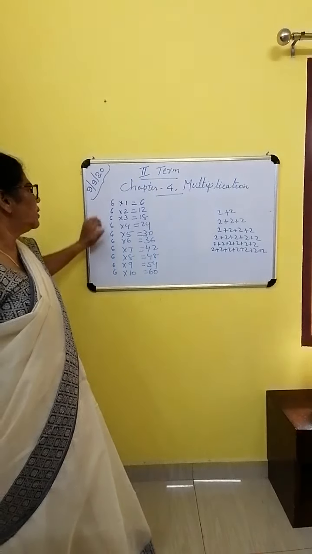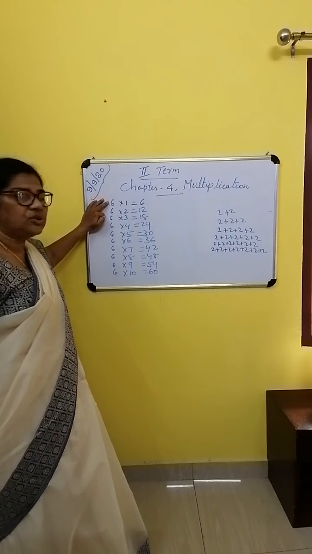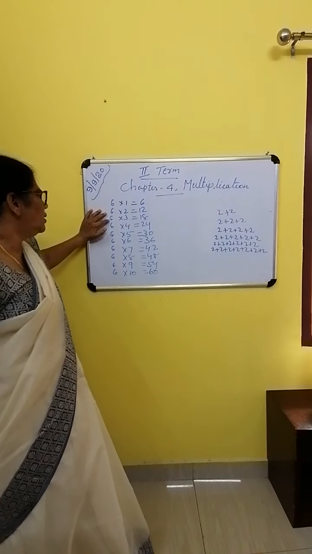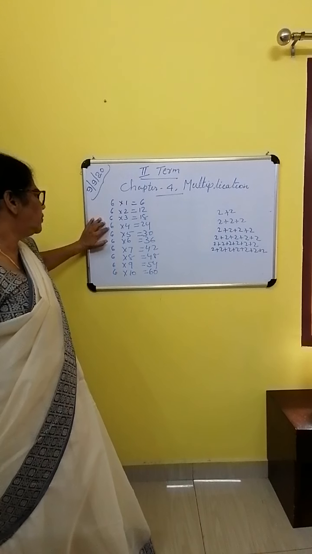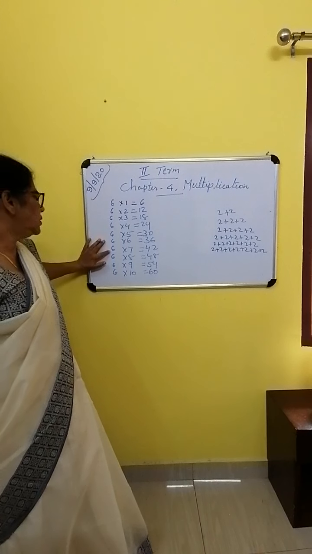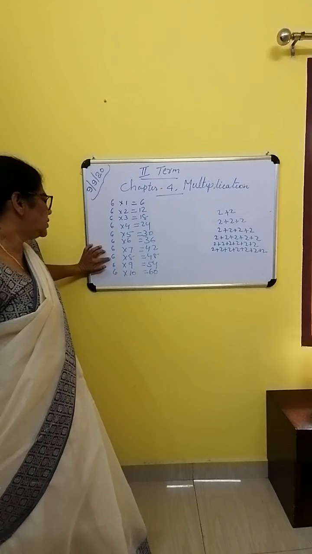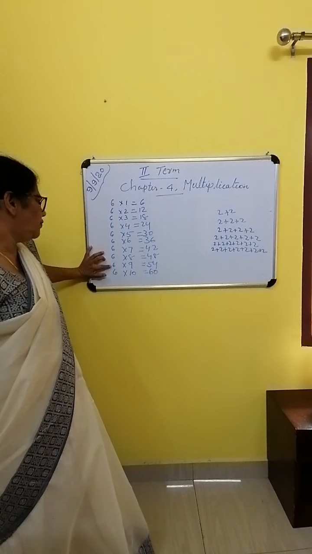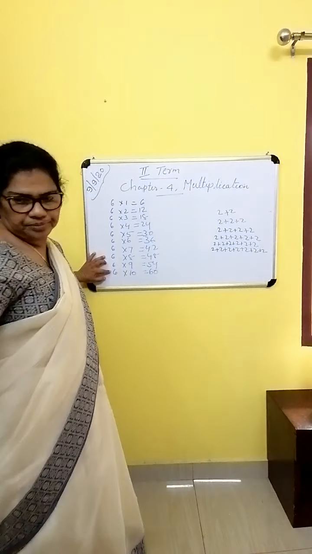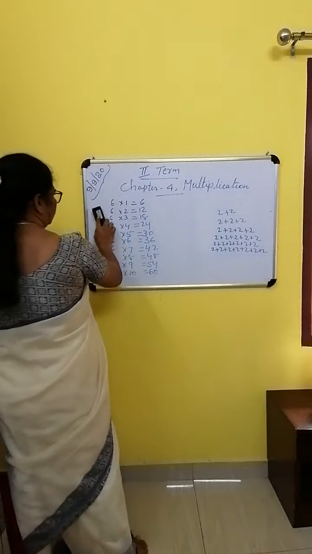Study properly. Okay, once again. 6 1s are 6. 6 2s are 12. 6 3s are 18. 6 4s are 24. 6 5s are 30. 6 6 are 36. 6 7s are 42. 6 8s are 48. 6 9s are 54. 6 10s are 60. Okay. Next.